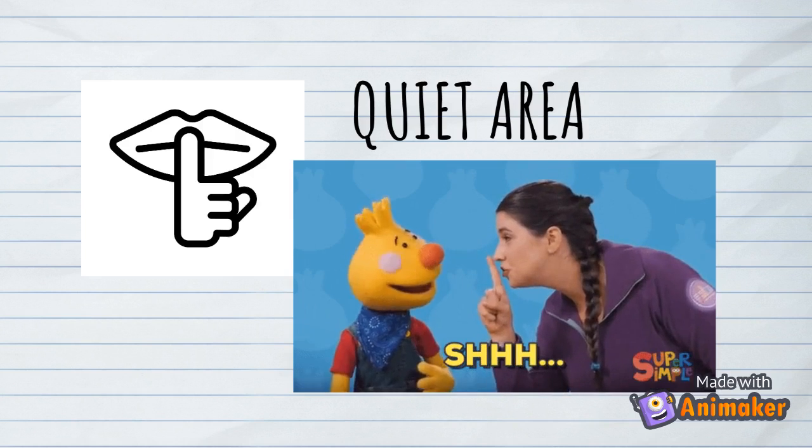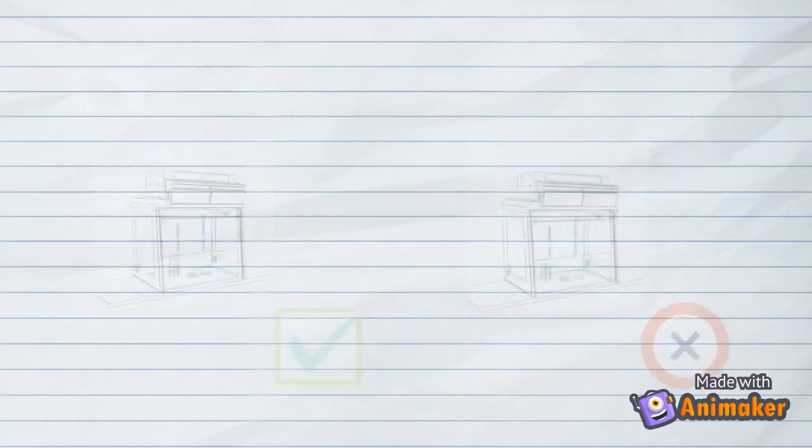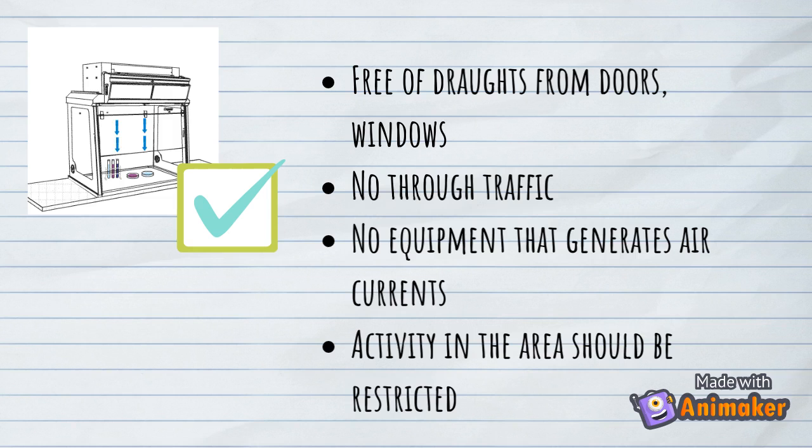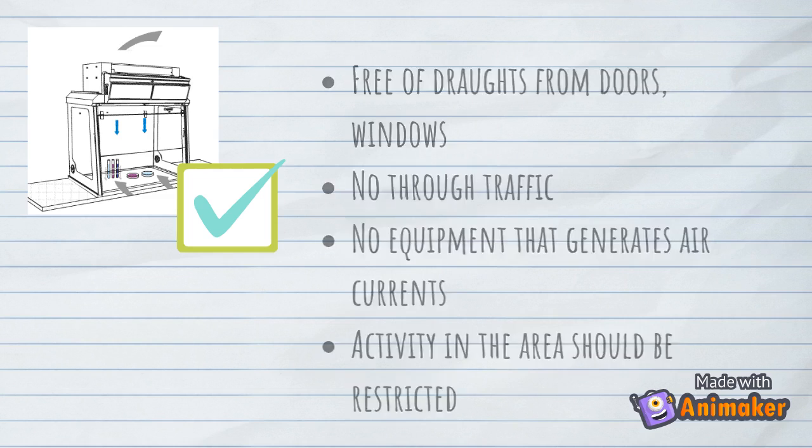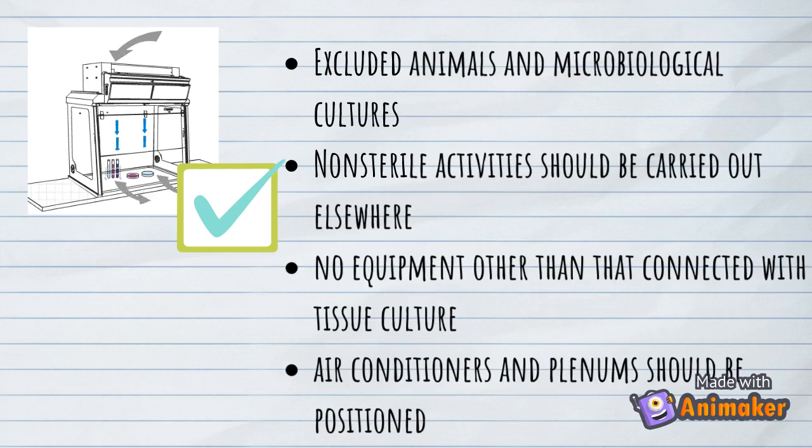The second element of aseptic environment is a quiet area, which consists of an area with laminar flow and one without laminar flow. With laminar flow, we need to be free of draughts from doors and windows, have no through traffic, and no equipment that generates air currents such as centrifuges, refrigerators, and freezers. Activity in the area should be restricted to culture-related tissue. Animals and microbiological cultures should be excluded.